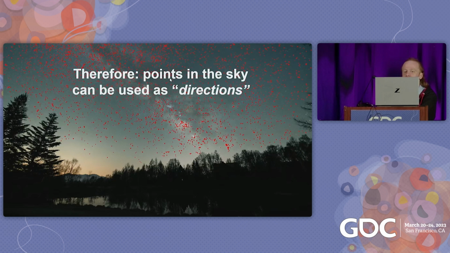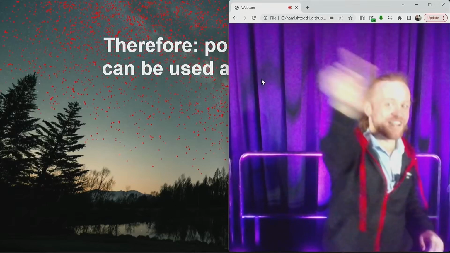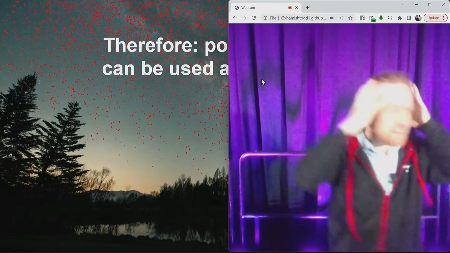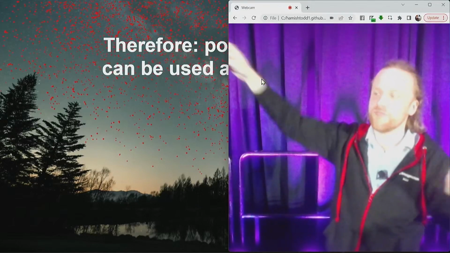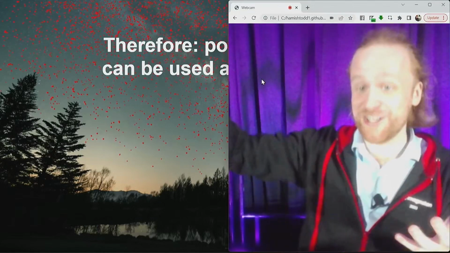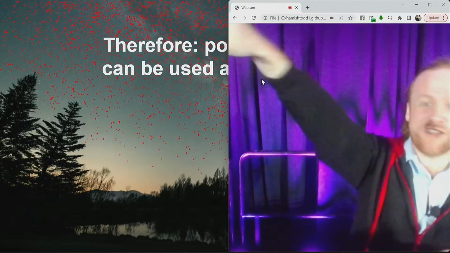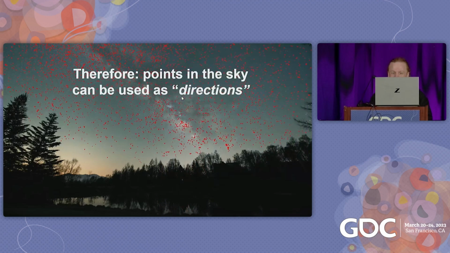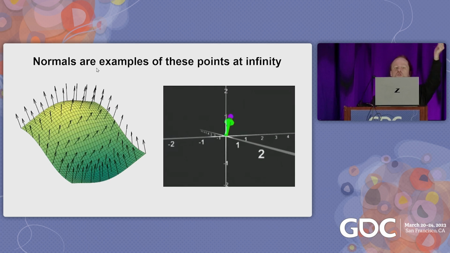Therefore, points in the sky can be thought of as directions, because if you rotate yourself, you're changing your idea of left and right. Your rotation will change where the star is from your point of view. You will no longer be pointing at it. But translations don't. That's what defines a direction. Normals are examples of these points at infinity, I claim.